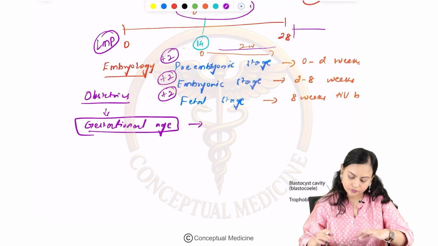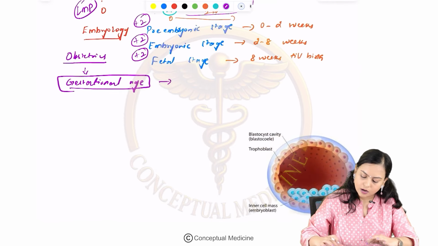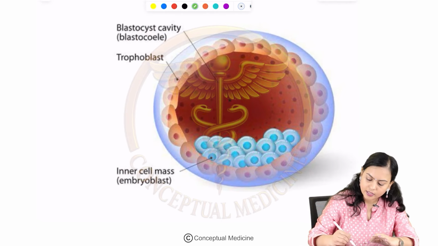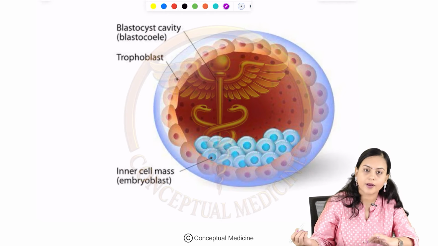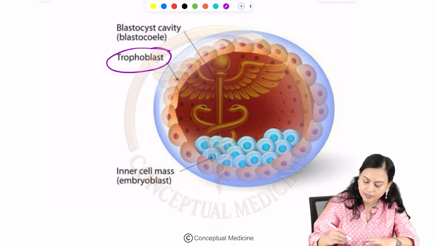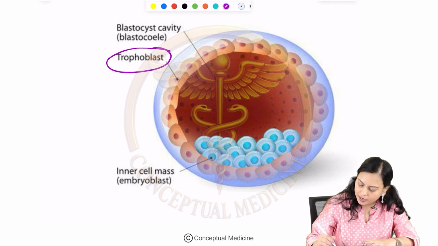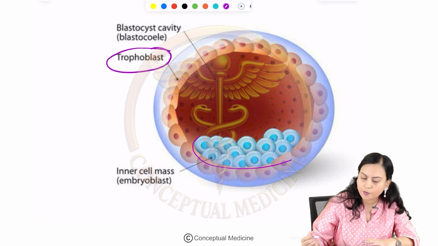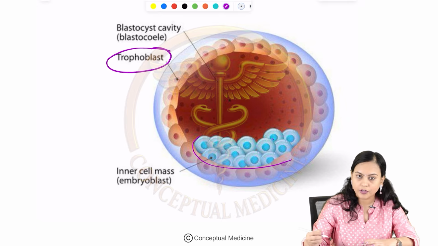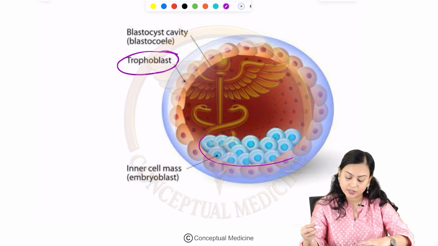Okay. Now, we know this is the structure of the blastocyst, right? So, how is the structure of the blastocyst? Basically it has an outer layer of cells, that is the trophoblast, and an inner cell mass, that is the embryoblast, and a blastocyst cavity which is containing fluid within, that is the blastocoele.